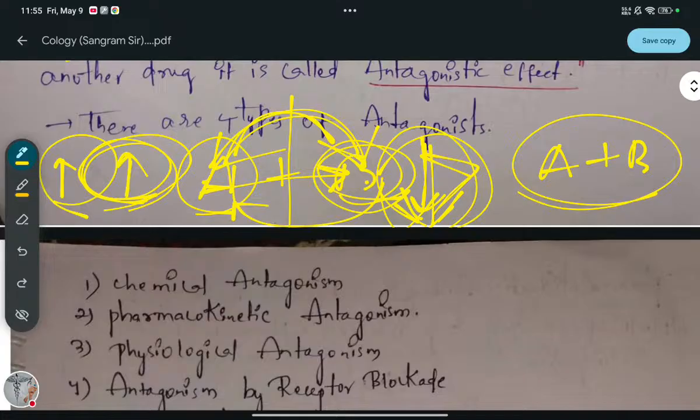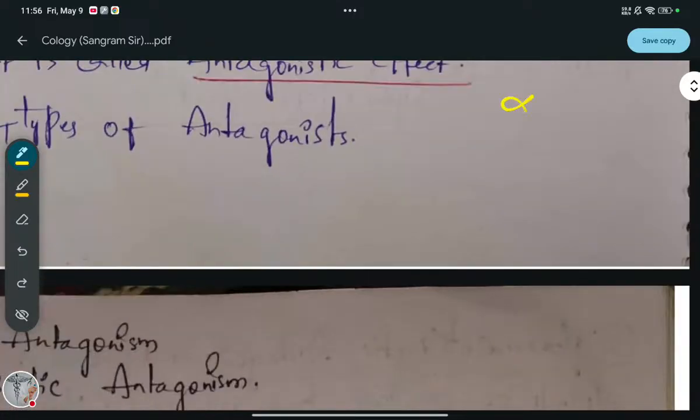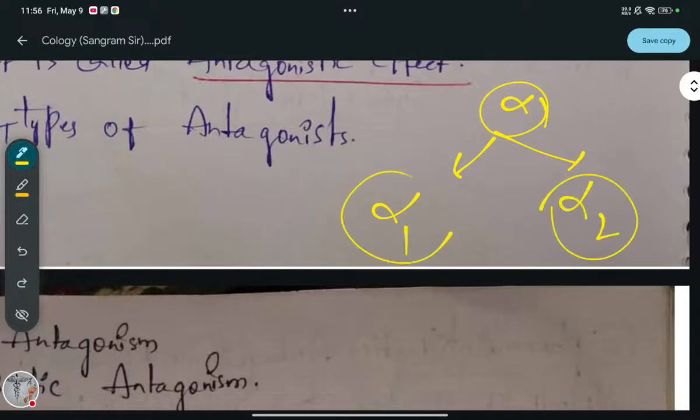The most important case where physiological antagonism is seen is when a non-selective alpha agonist is taken. So when a non-selective alpha agonist is taken, what happens at that time? Alpha adrenergic receptors are of two types, alpha 1 and alpha 2. What does alpha 1 do? This alpha 1 increases the vascular smooth muscle contraction.